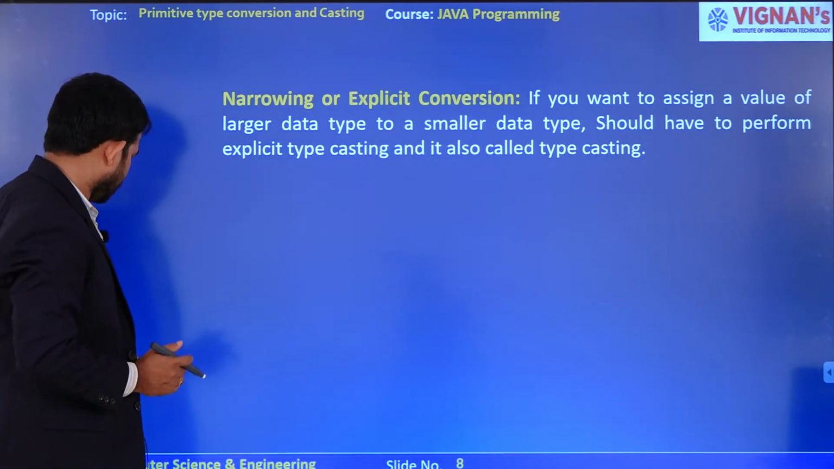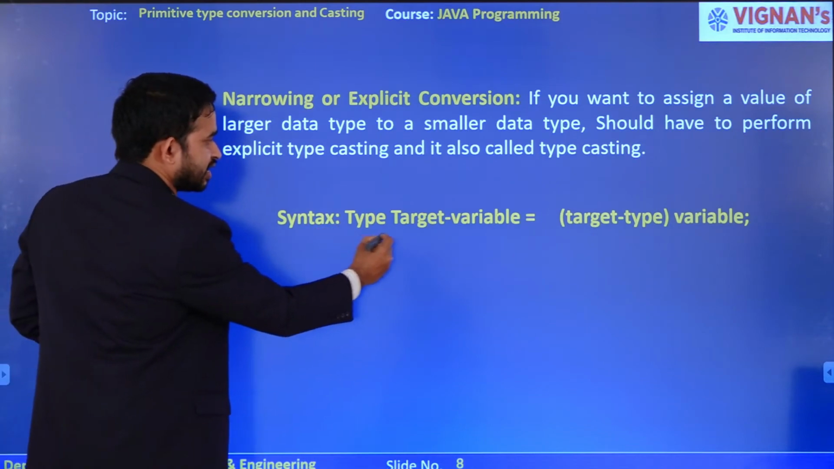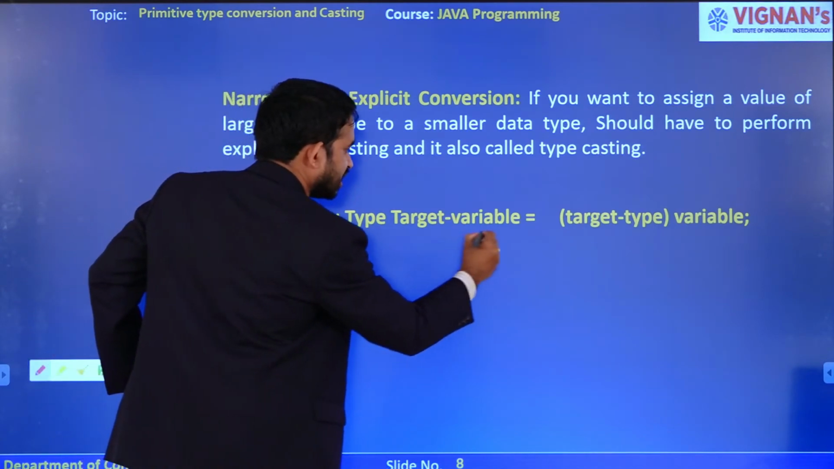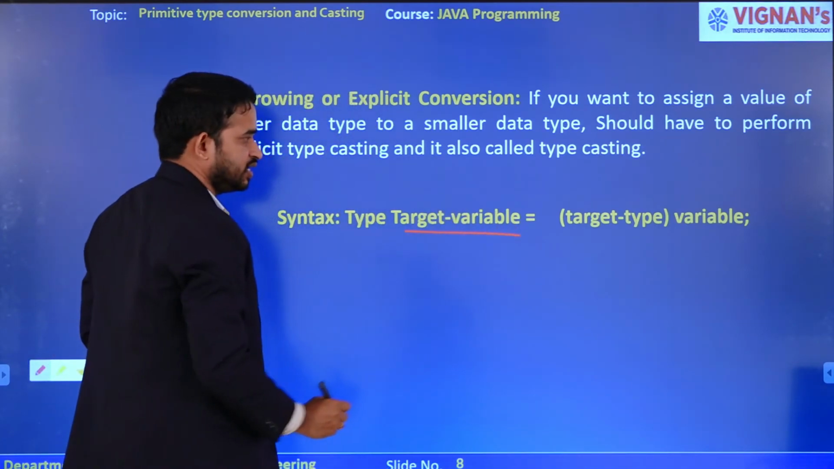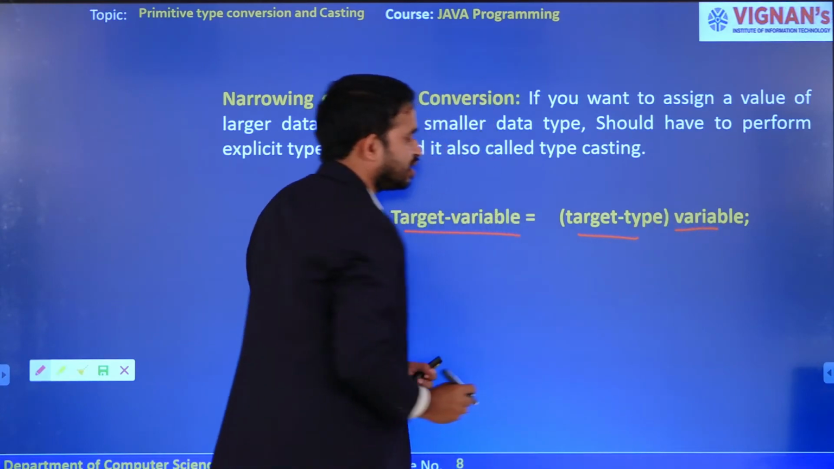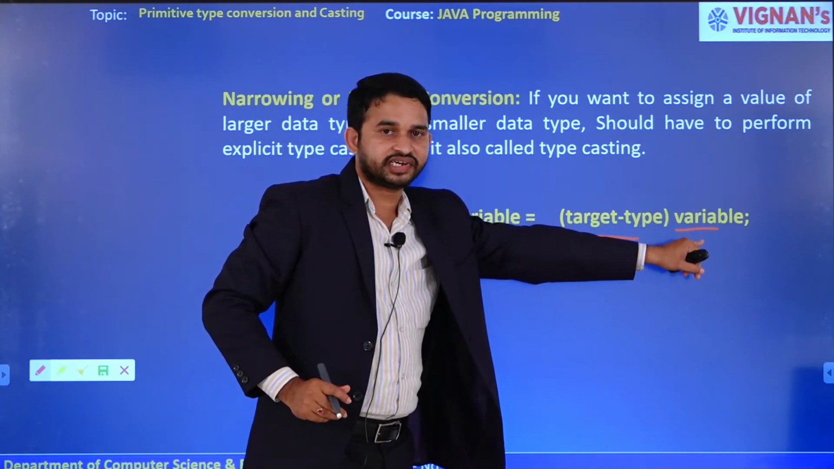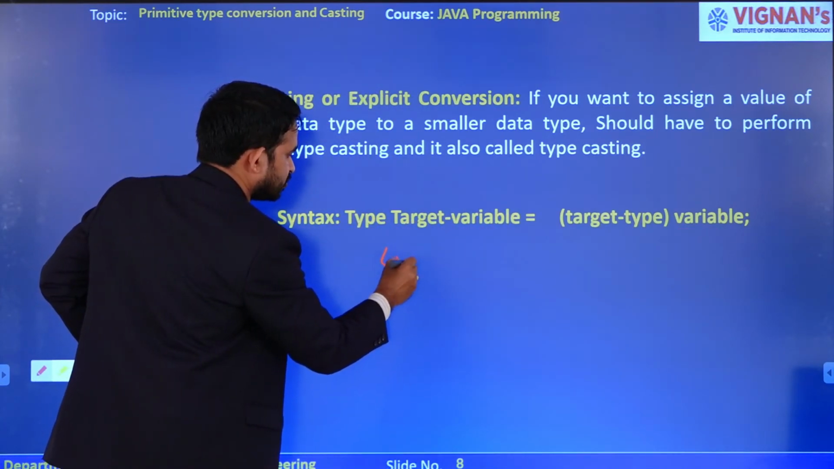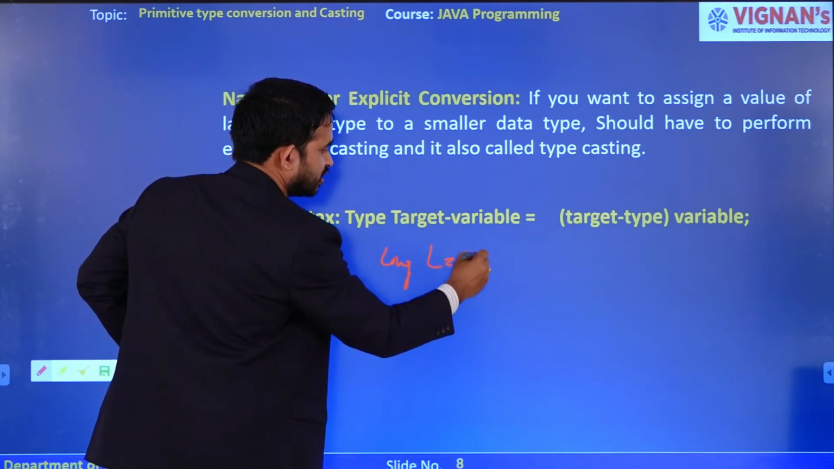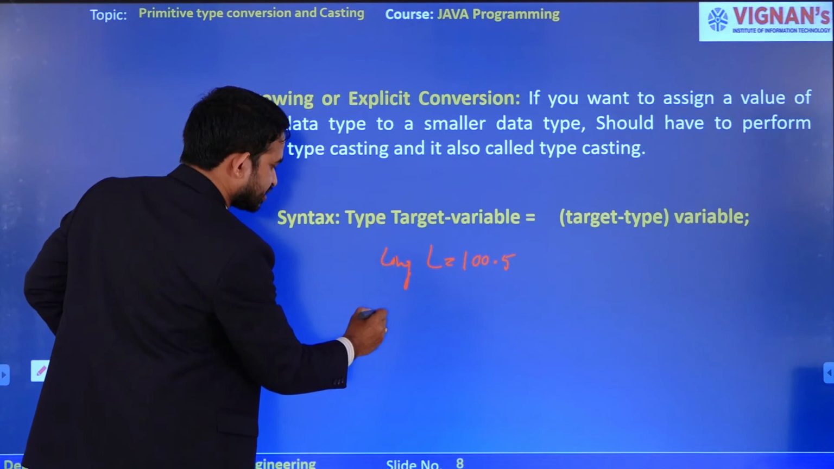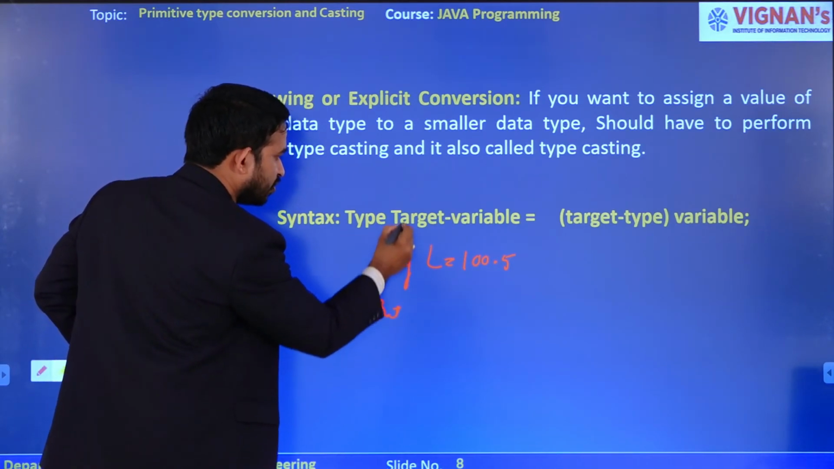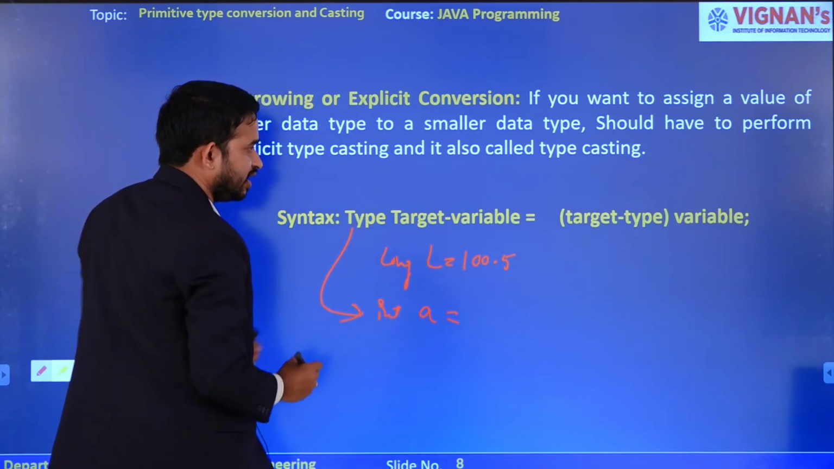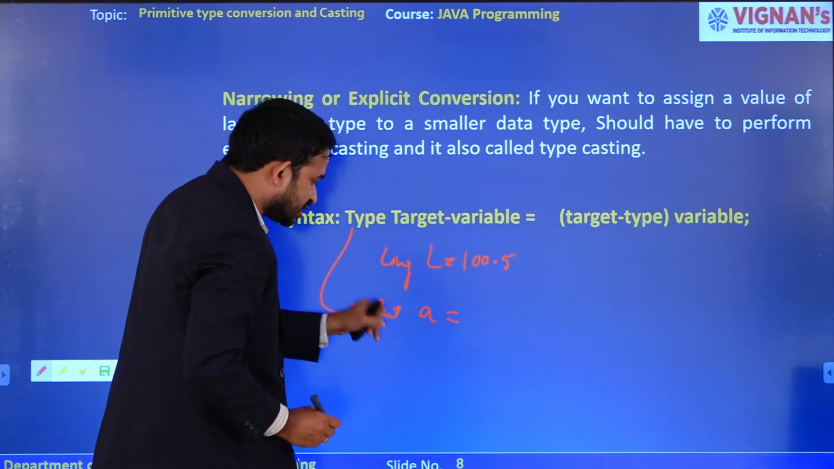For example, here I am going to explain the syntax: target type, then the variable. If you take a big size data type and store it into a small data type, for example long l = 100.5. Next, the type is integer. I am going to take a target variable, for example int a, and convert into the target data type. What is the target data type? Integer.